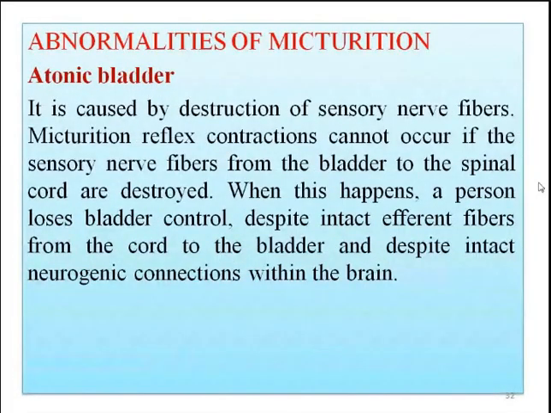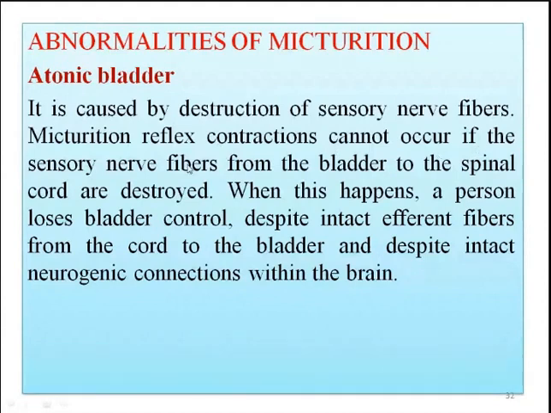Now coming to some abnormalities of micturition. At first, atonic bladder. What is atonic bladder? It is caused by destruction of sensory nerve fibers. You remember the pelvic nerves serve both the sensory and the motor nerve supply. If there is destruction of the sensory nerve fibers, what will happen? Since the sensory nerve fibers carry the sensation of stretching of the urinary bladder, if these are destroyed, then micturition reflex contractions cannot occur.